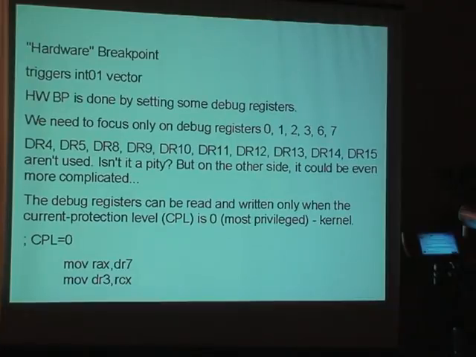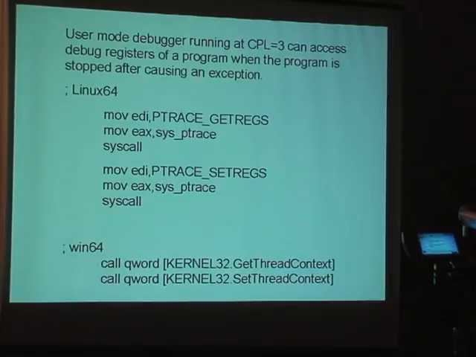These 10 registers. The debug registers can be read and written only when the current protection level is 0, most privileged, in kernel. Here are some samples of how to set debug registers. A user mode debugger running at protection level 3 can access debug registers of a program when the program is stopped after causing an exception.